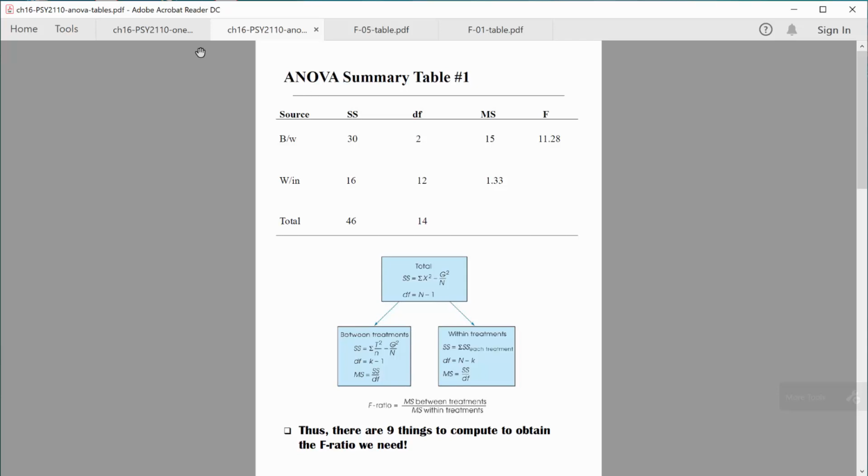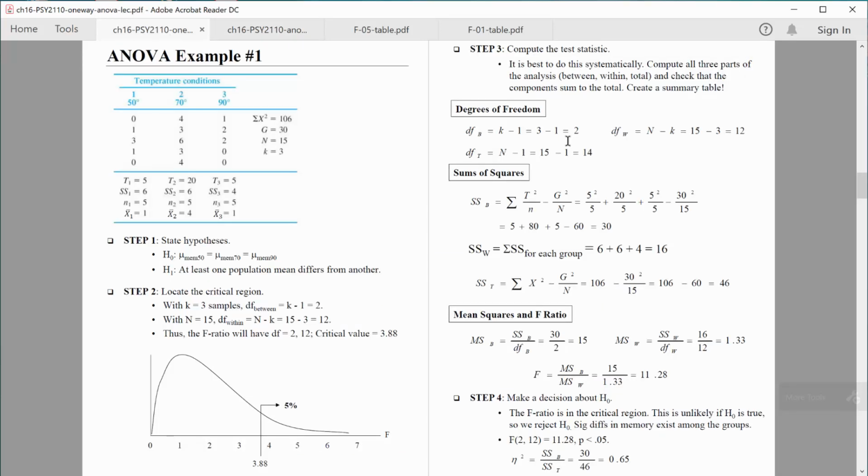All right, let's go ahead and go back to our example. We now know that we have 2 and 12 degrees of freedom. Remember the way that we phrase that, 2 and 12, is always based on degrees of freedom between first and degrees of freedom within second. So I've written it this way, 2 and 12 degrees of freedom. And I know there's a comma in between there. That's the way we always write it, but we read it as 2 and 12.